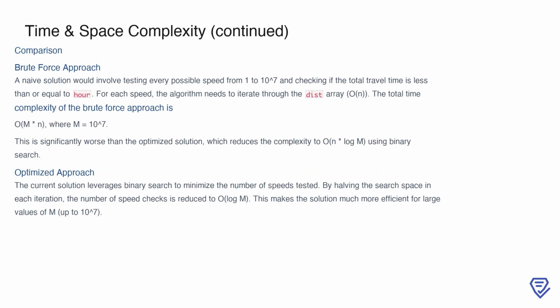When we compare this optimized approach to a brute force solution, the difference becomes clear. A naive method would involve checking every possible speed from 1 to 10 to the power of 7 and verifying if the total travel time satisfies the condition. For each speed, the algorithm would iterate through the distance array, resulting in a time complexity of m*n, where m is 10 to the power of 7. This brute force approach is vastly inefficient for large values of m.